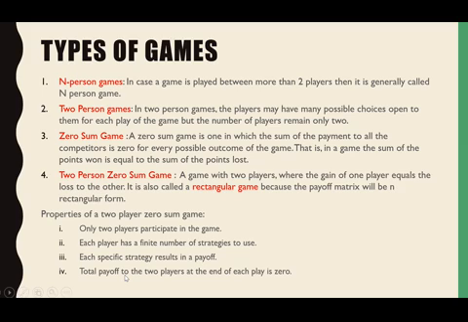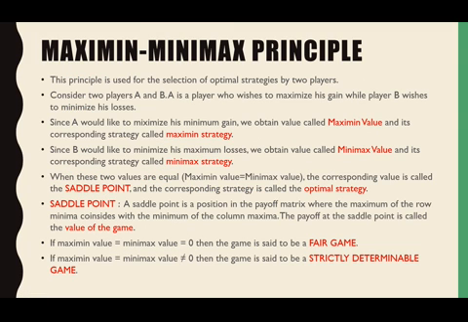So the total payoff of the two players at the end of each play is 0. If I make a move, I gain 10 and you lose 10, then the sum is 0. Then you make the next move, you gain 5, I lose 5. Then also the sum is 0. So for every move, the loss of one player should be equal to the gain of the other player. That is what has been specified as a property here. Okay? So these are the types of games.